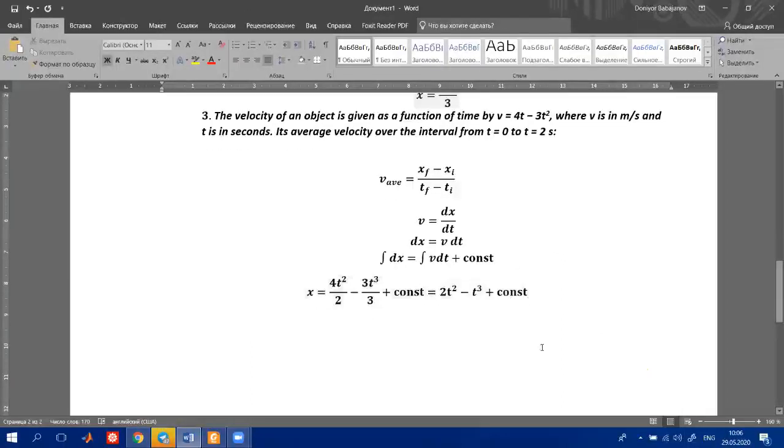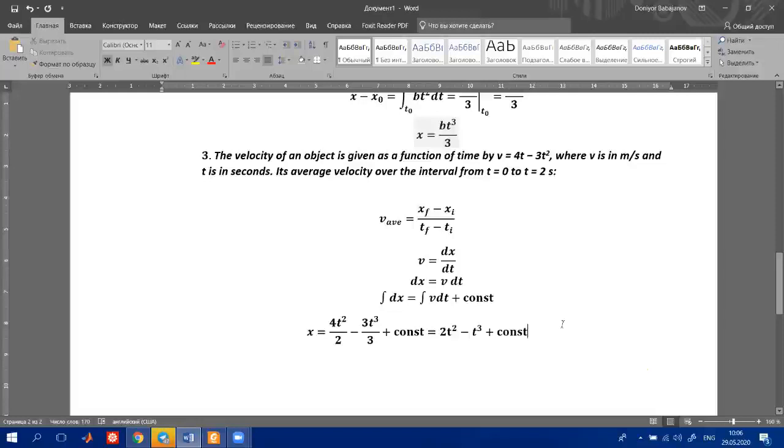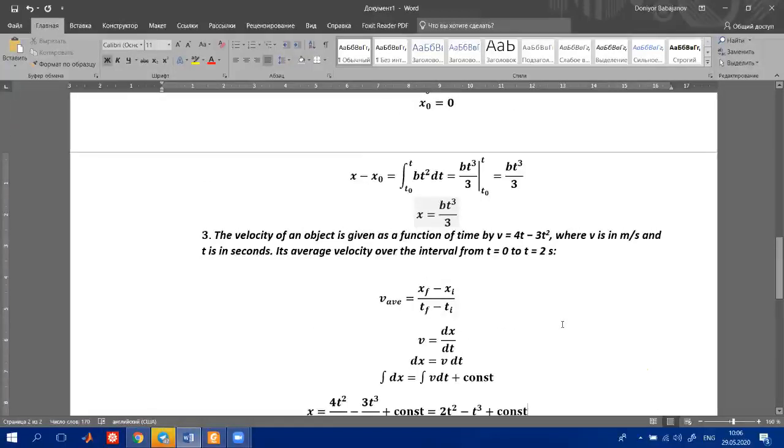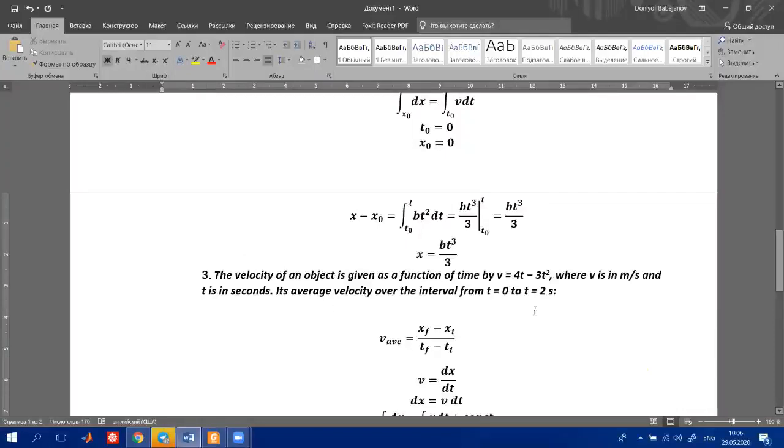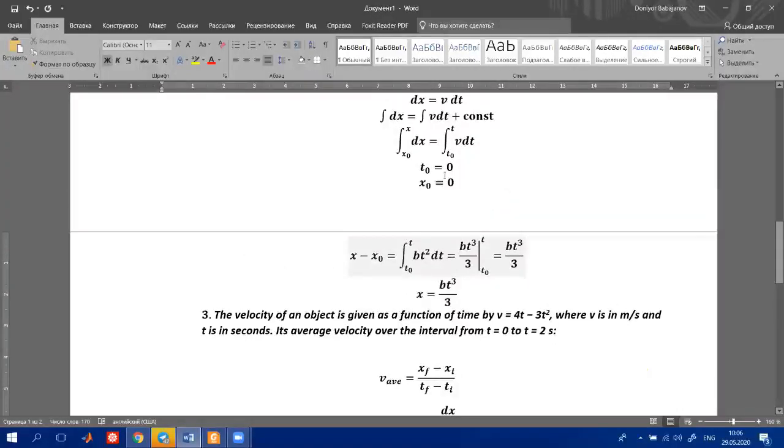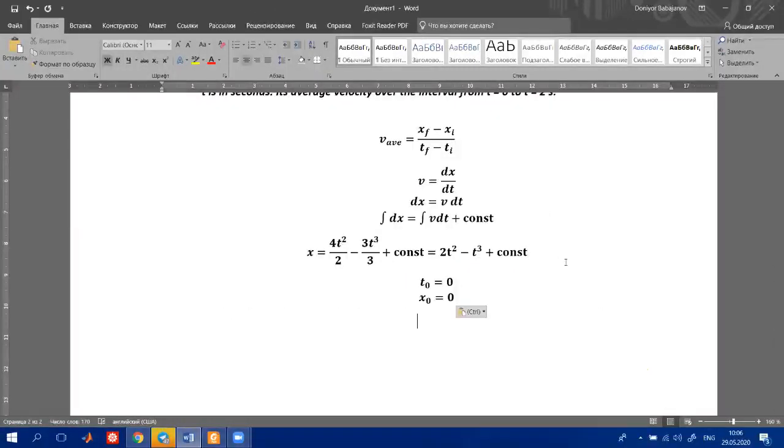Now, the constant is unknown. How to find this constant? We use the initial condition. We assume that the initial coordinate is zero. If it's not given in the definition of the problem what the initial coordinate is, then we assume that at t equal to zero, x equal to zero. Let's put t equal to zero here, and x equal to zero here. Then you can immediately solve this equation: the constant is zero.